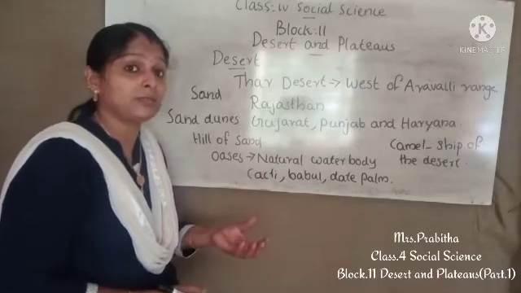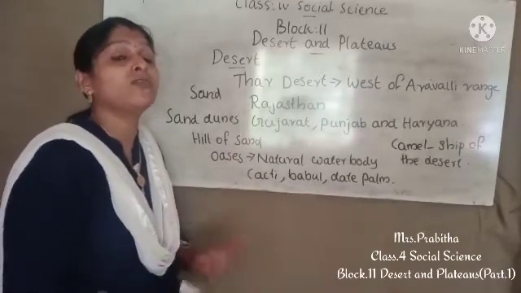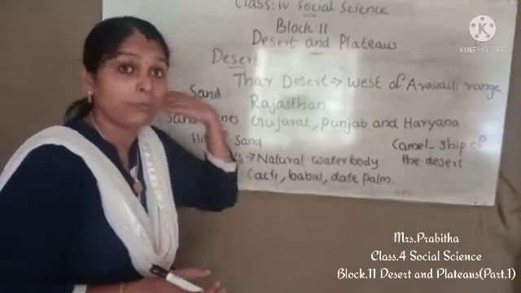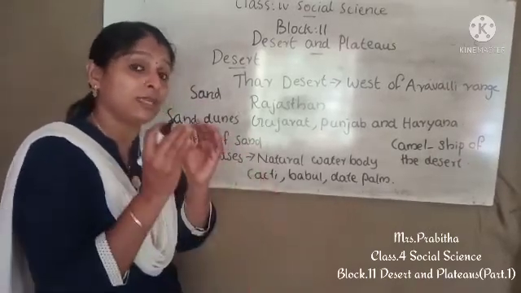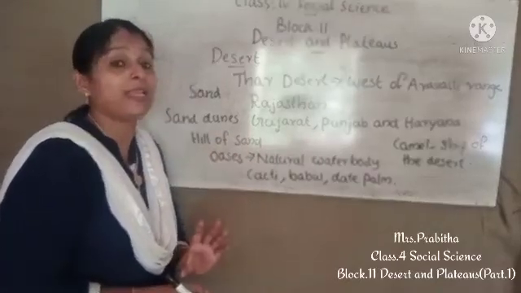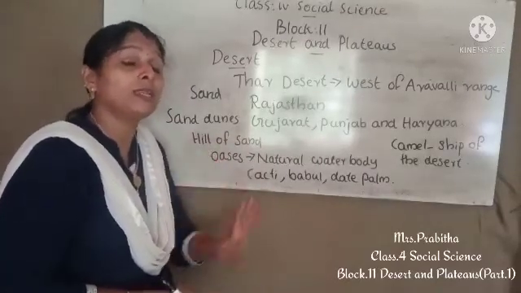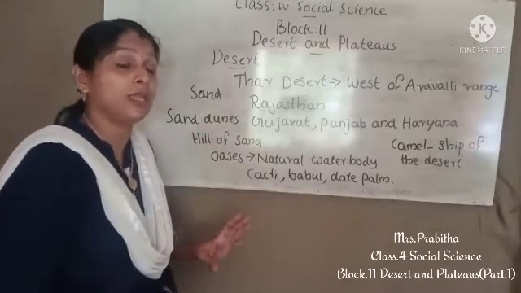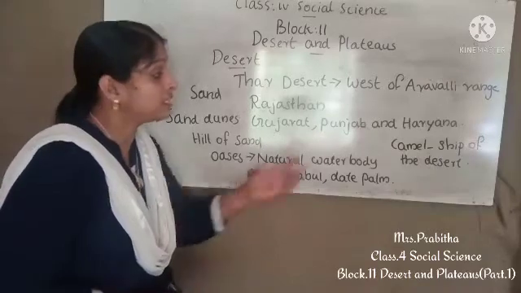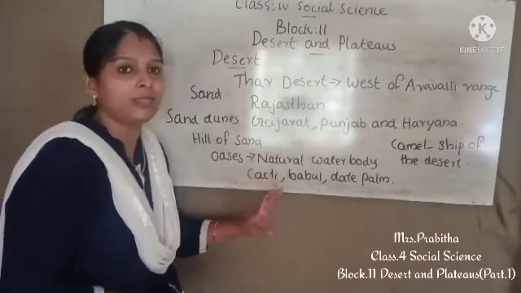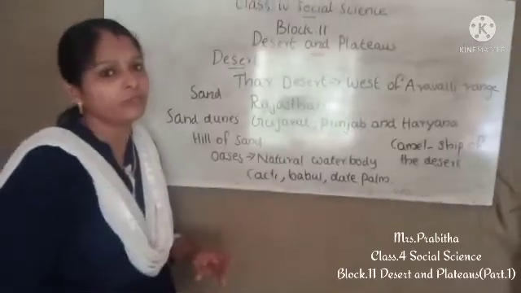It can live in desert because it has such kind of body parts, long legs. And we know there is one hump on its back, so it can store water and food in that hump. So this camel can live in desert without drinking water and food for 2-3 days. So camel is known as ship of the desert.